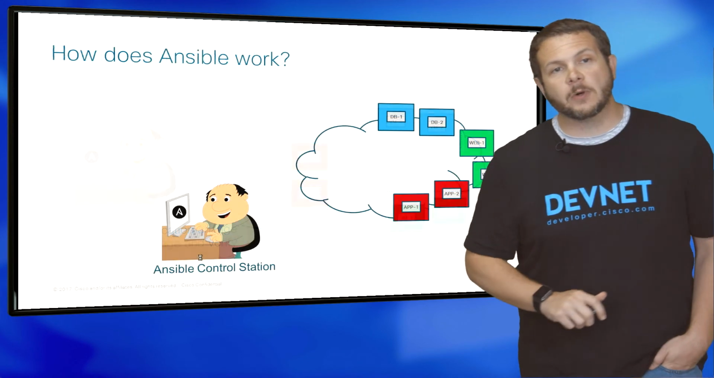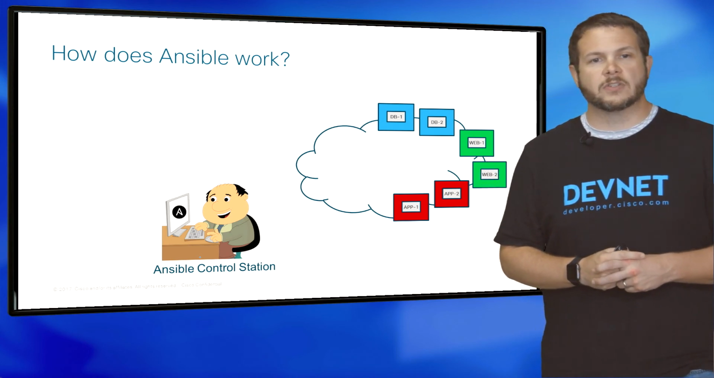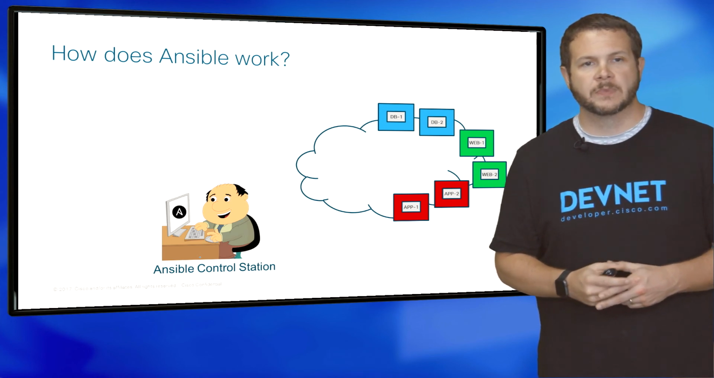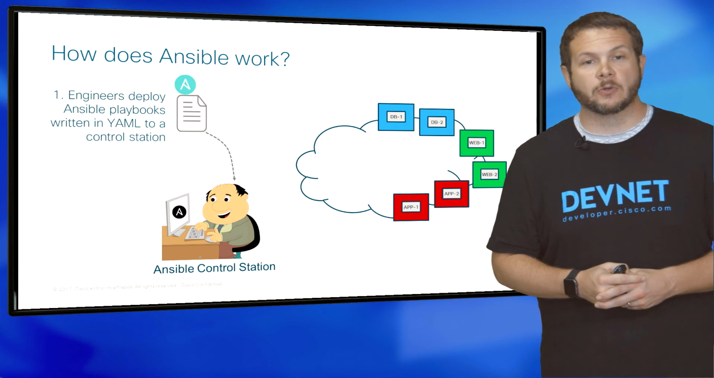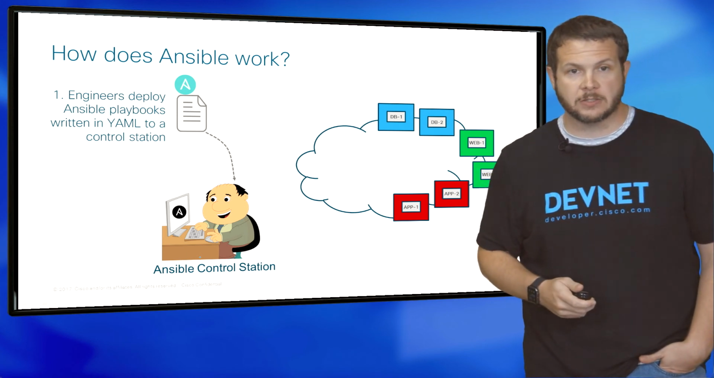Now how Ansible works is you start out with your Ansible control station. This is the environment, the server, your workstation that you're going to actually run and execute Ansible from. You will build Ansible playbooks written in YAML on the control station or build them someplace else and deploy them to your control station.